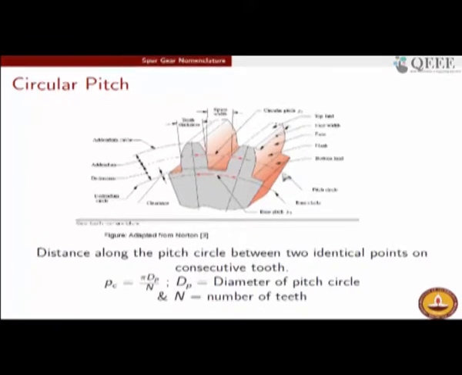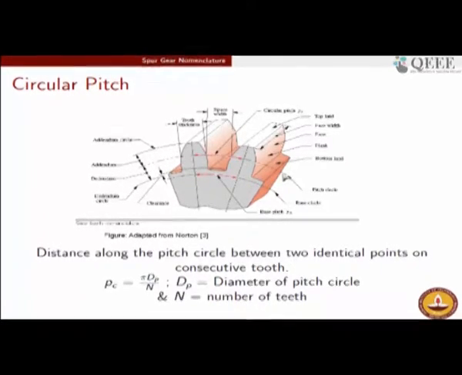So, these are two successive or consecutive teeth, you pick up two identical points, measure the distance, and that becomes the circular pitch. So, as you know, the total circumference measured on the pitch circle is pi times dp, dp being the diameter of the pitch circle, and if there are n number of teeth on the gear, that means there are n number of segments on this circumference of the pitch circle. Therefore, the circular pitch would be the pitch circle circumference divided by the number of teeth. So, PC, which is the circular pitch, is the circumference of the pitch circle divided by the number of teeth, which is going to be pi dp by n. So, this ratio dp by n is going to be very important.